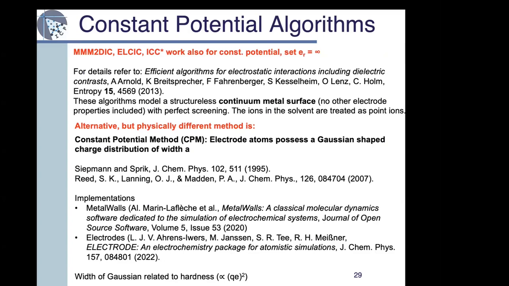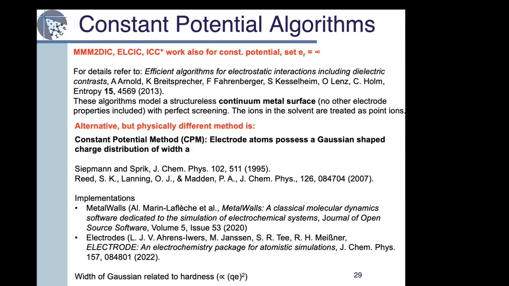Now, for details, you can look in this algorithm, because there are some things which you have to remember, that these algorithms model a structureless continuum metal surface. That means there are no other electrode properties included. It's the continuum idea of having a perfect metal wall with no corrugation. The electrons are free to move anywhere. There's basically perfect screening in your electrode.